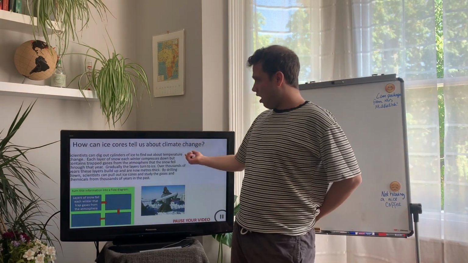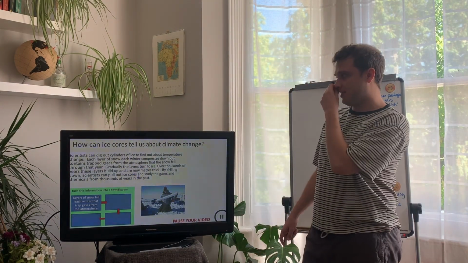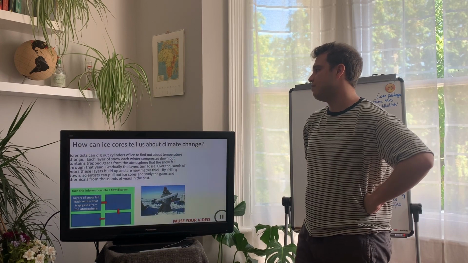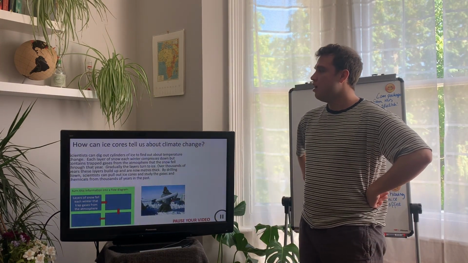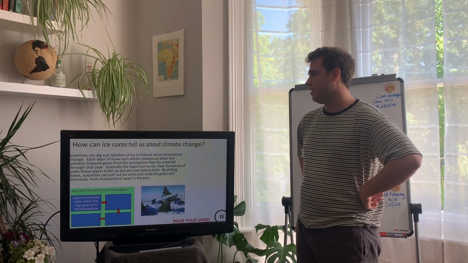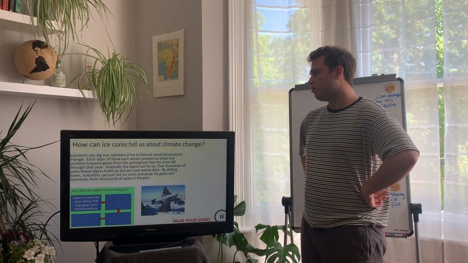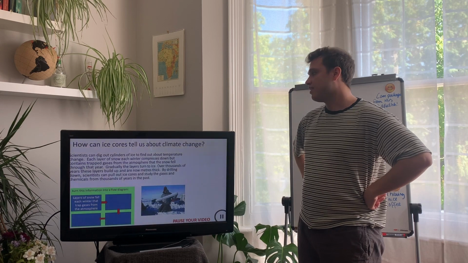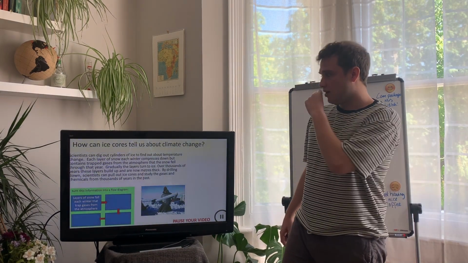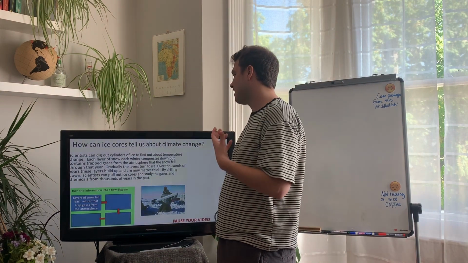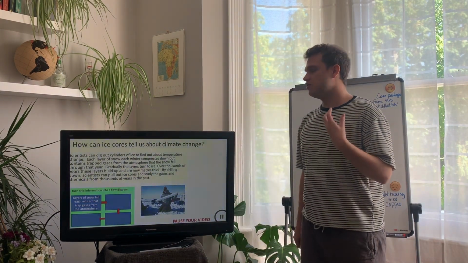So I will read this out to you. Scientists can dig out cylinders of ice to find out about temperature change. Each layer of snow each winter compresses down but contains trapped gases from the atmosphere that the snow fell through that year. Gradually those layers turn to ice. Over thousands of years these layers build up and are now meters thick. By drilling down, scientists can pull out ice cores and study the gases and chemicals from thousands of years ago.